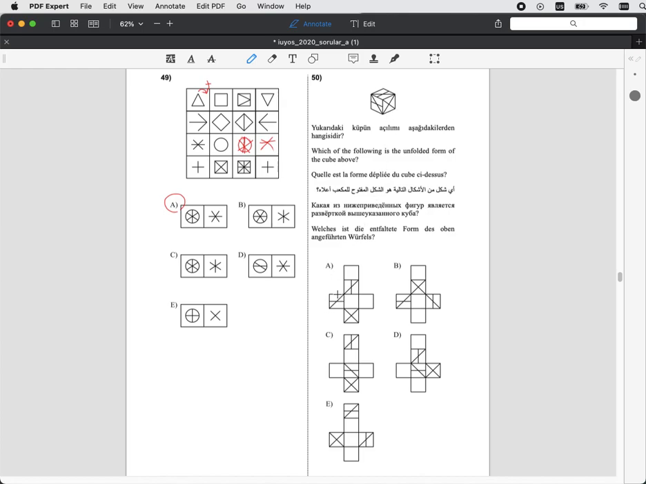So we will find it from the answers. The answer is D, because this one is here and this left side is like this, and this upper side, this end is going to touch this end if you fold it. So the answer is D.